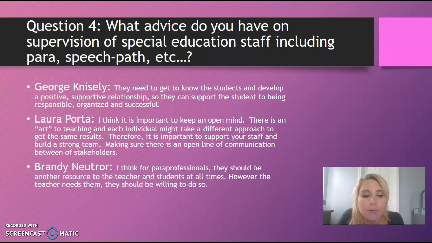Brandy Nietrauer, my paraprofessional, mentioned that paraprofessionals can bring to the table additional resources for the students, and being that resource for the teacher, whatever she needs, being there to make that difference.